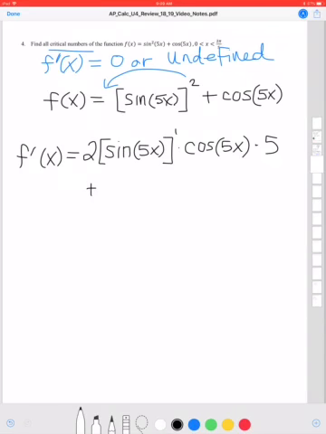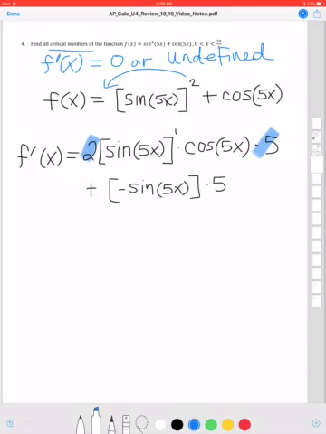All of that plus the derivative of cosine 5x, derivative of cosine is negative sine. And the derivative of the inside of 5x, derivative of 5x is 5. Okay, so let's clean that up a little bit.